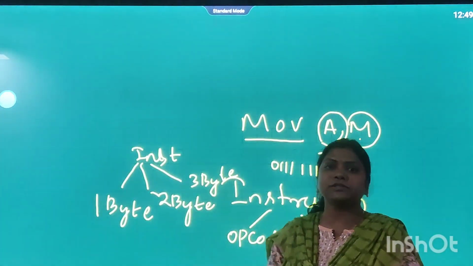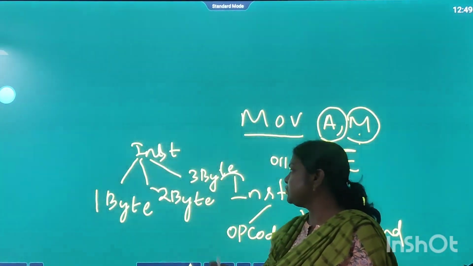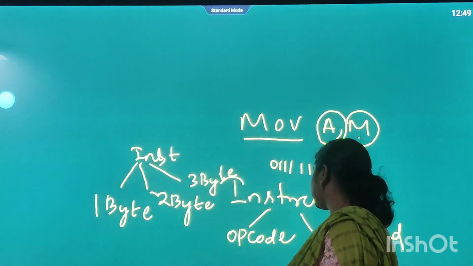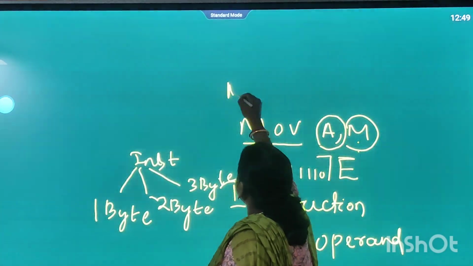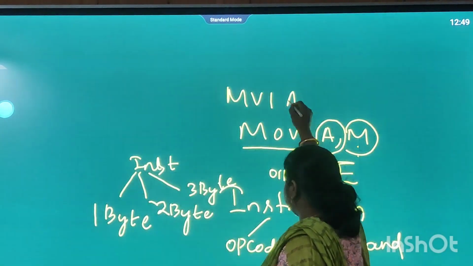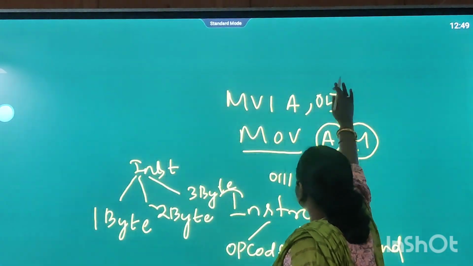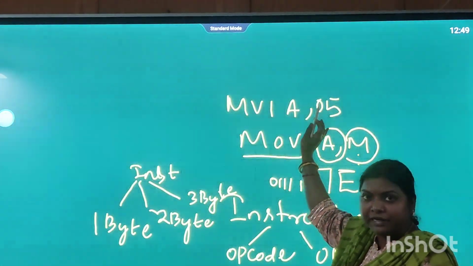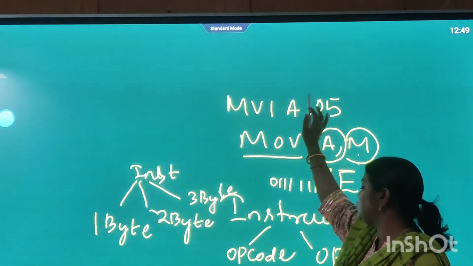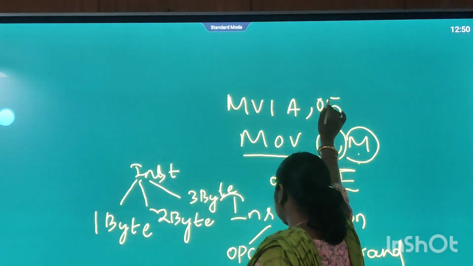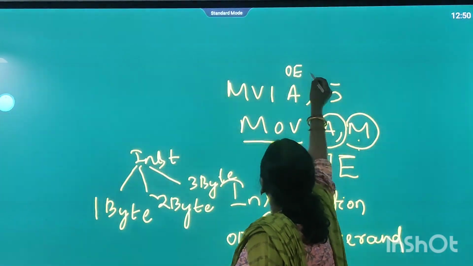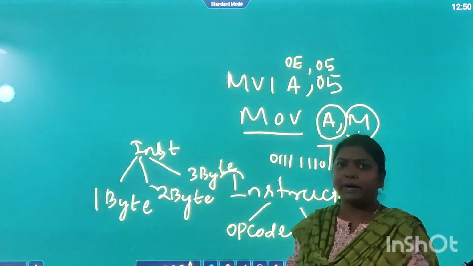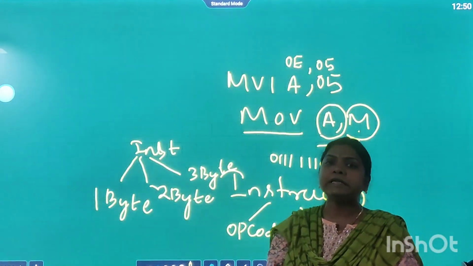Another one is the 2 byte instruction, an instruction whose machine code is 16 bits or 2 bytes long. For example, MVI A, 05, whatever it may be. This 05 is the operand. The instruction means move 05 immediately to the accumulator. So this is a 2 byte instruction. The machine code for MVI A is 3E and this part is 05. So the total machine code consists of 16 bits or 2 bytes. That's why this instruction is called a 2 byte instruction.